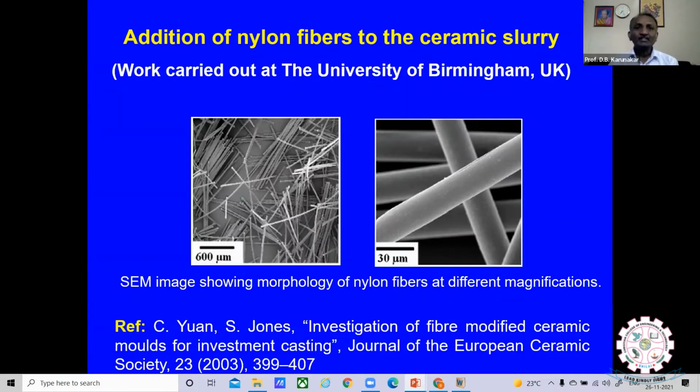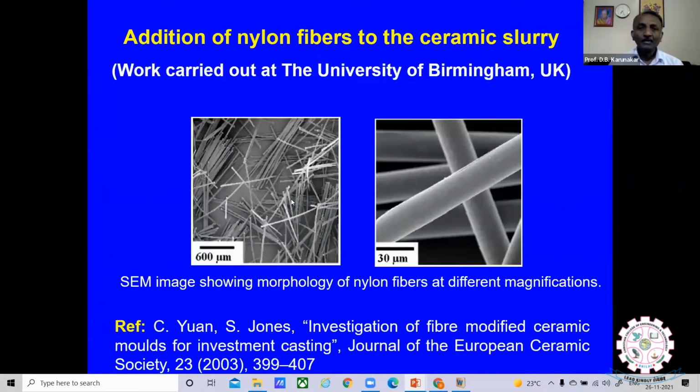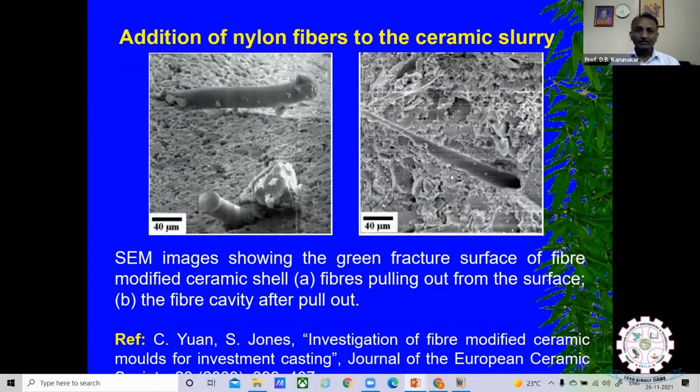So these tiny passages made a way for the escape of the hot gases. Yes, this has worked out. This was found to be successful. So they have incorporated nylon fibers into the ceramic slurry. Yes, here you can see. These are the fibers. Now inside the ceramic shell, yes, these are the tiny passages.